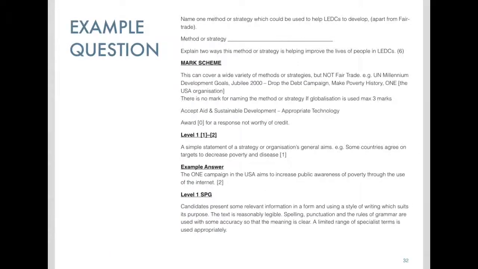If we come and have a look at this example question: name one method which could be used to help LEDCs to develop, and for this particular question you weren't allowed to use fair trade. So naming the method or strategy, for us we will put in the Millennium Development Goals, and you've got to explain, which means give reasons, 2 ways this method or strategy is helping improve the lives of people in LEDCs.